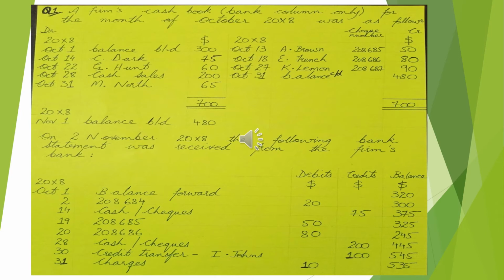So according to the bank, the payments that we have made are 50, 80 and 10, and the deposits that we have received are 75, 200 and 100. After every transaction there is a balance at the side. So at the end of the cash book there is a balance of 480, and at the end of the bank statement the balance is 535. Now we have to reconcile this difference between this 480 and 535. I hope this is all very clear now.